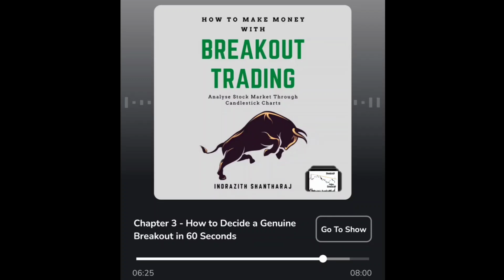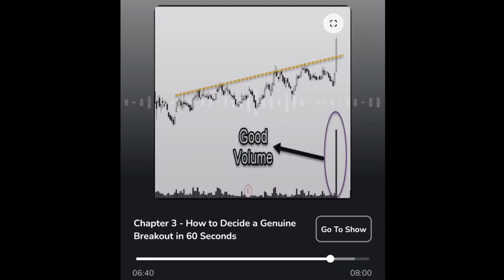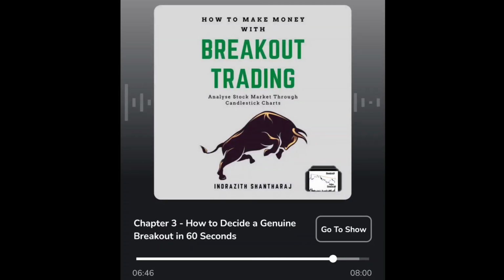Good volume. It is easy to understand and essential to get the confirmation that smart money is involved in the breakout scenario. If you look at image 3.15 and 3.16, the breakout candle has received a good volume spike, which indicates the involvement of smart money.